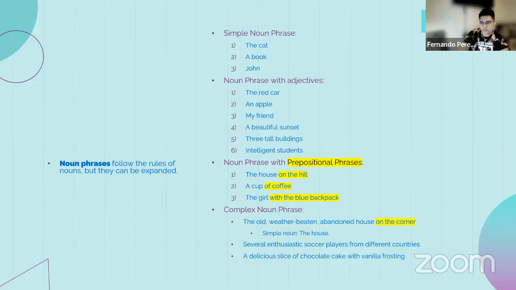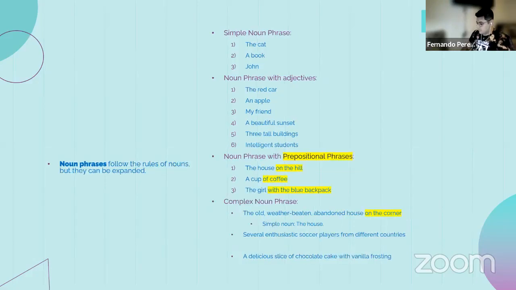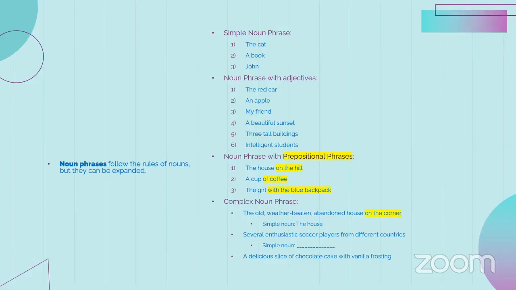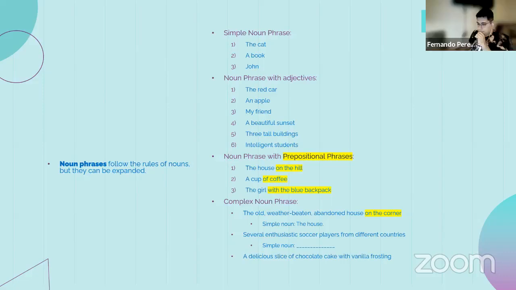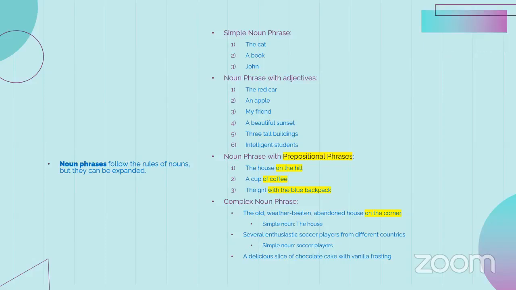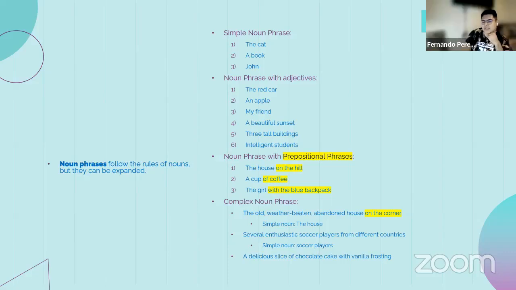Find the next simple noun. Elsie, help me reduce the expression several enthusiastic soccer players from different countries. What would be the simple noun for this? Soccer players? Okay, you can talk about that. I was thinking several players, because the word several is very important, but soccer players is also good. You need to use several, eliminate soccer.